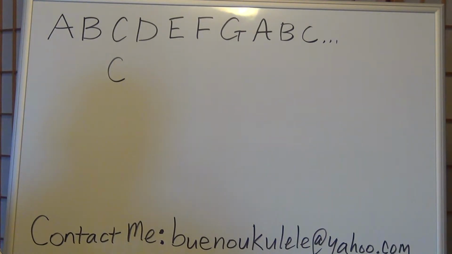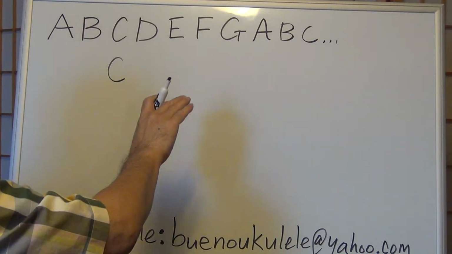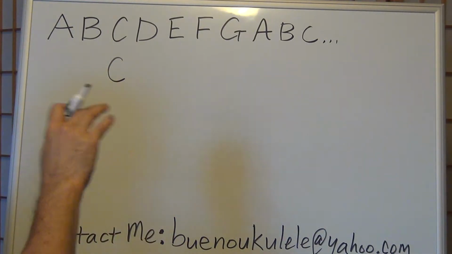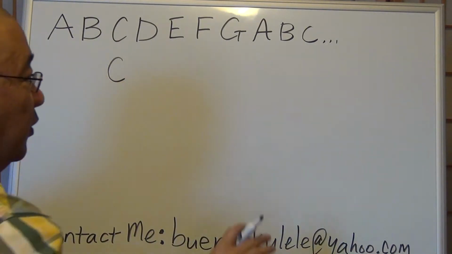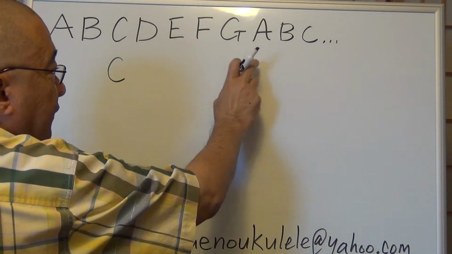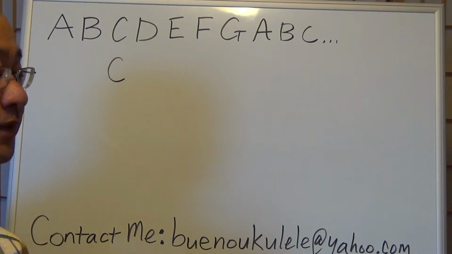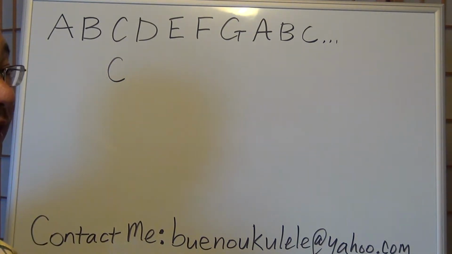And we have to remember that it follows an alphabetical pattern, so it has to follow the same system as an alphabet. And then we have to remember that when we get to G, we have to repeat the A, or we have to bring back the A. Okay, that's just the way it is.